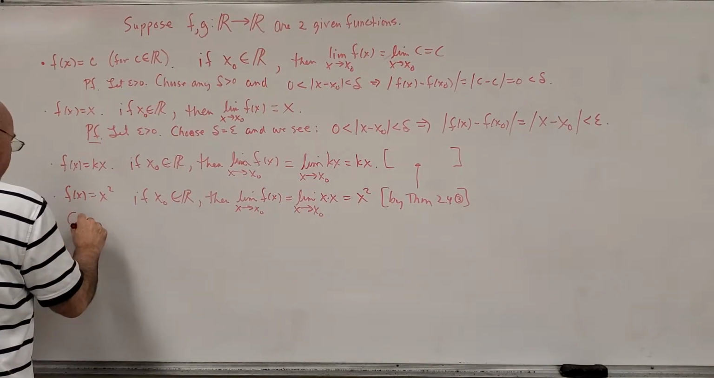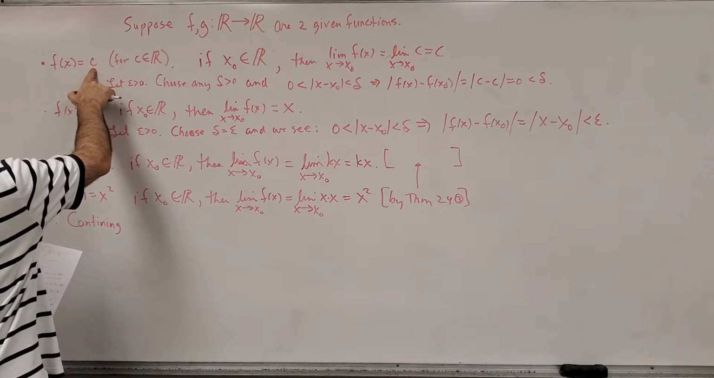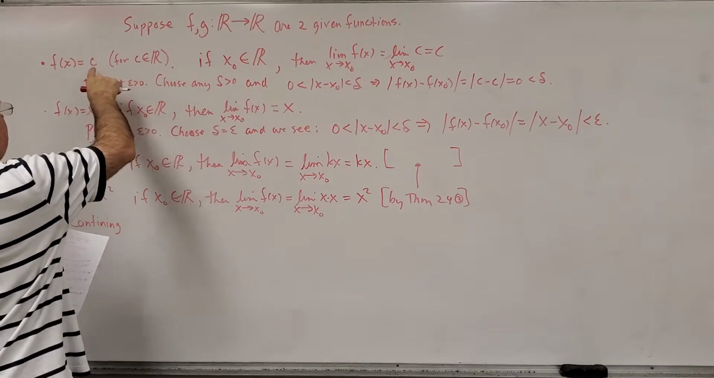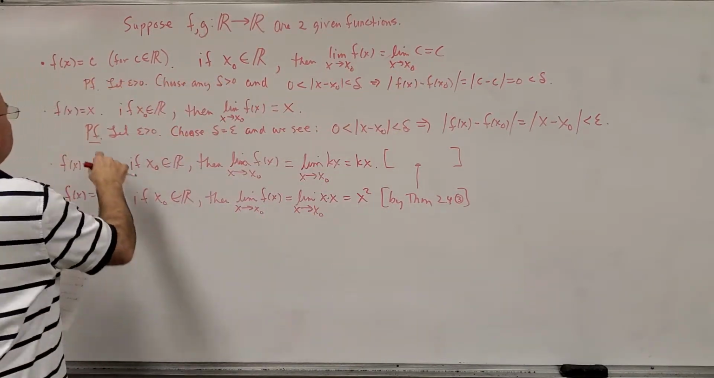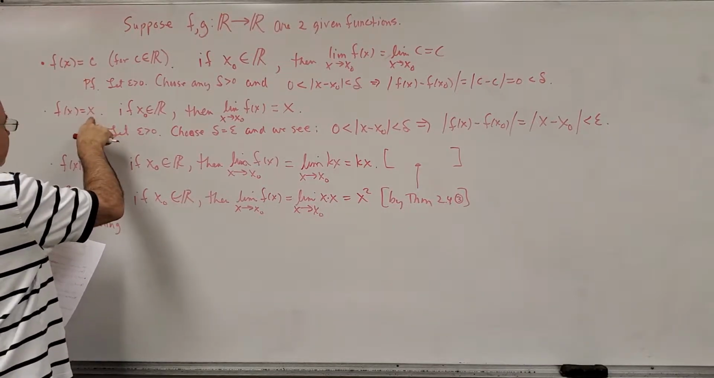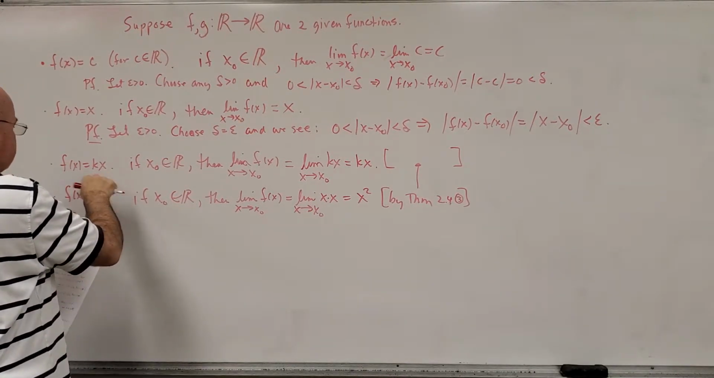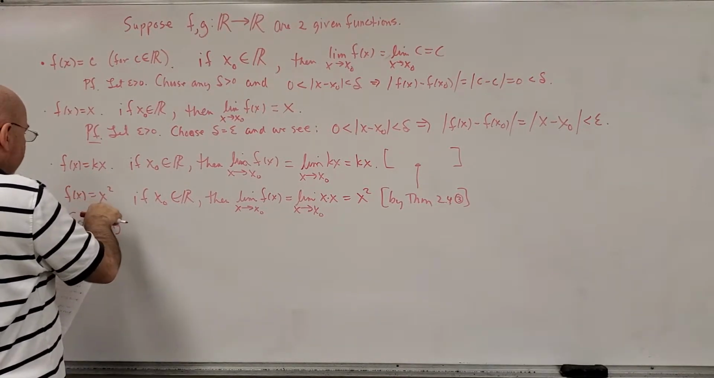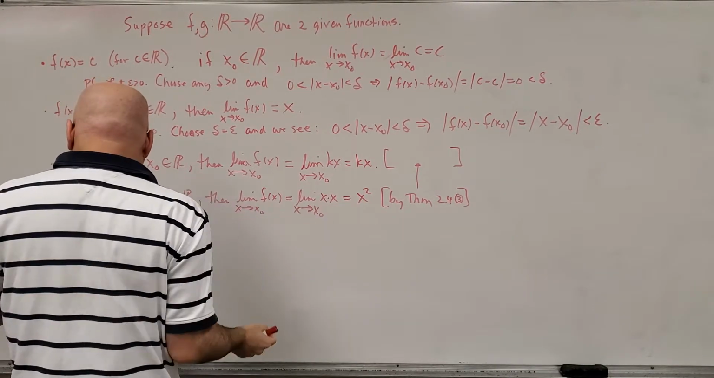Okay, so continuing in this fashion, we know that a constant has a limit, and the limit would be that constant. That's the constant function. We know the degree 1, we know that f of x equals x has a limit. We know that f of x equals a constant times x. We know that a function defined as x squared has a limit as well, and it's x squared.